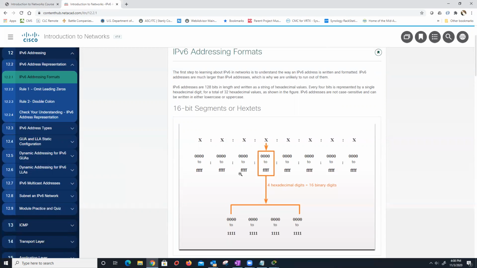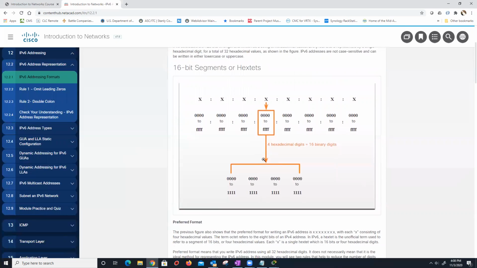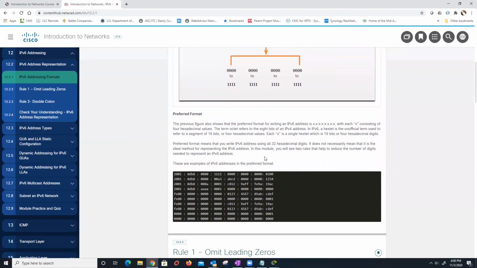Okay, so we have, as you notice here, 1, 2, 3, 4, 5, 6, 7, 8. We have 8 hextets. 8 times 16 is 128. Each one of them has a decimal value of 0 to F or 0 to 15. So again, being hex, it's 16 based. So 16 binary digits. The preferred format, there's all types of different formats, which you'll see here. This is the very long format for addresses. In other words, each hextet is separated by a colon.